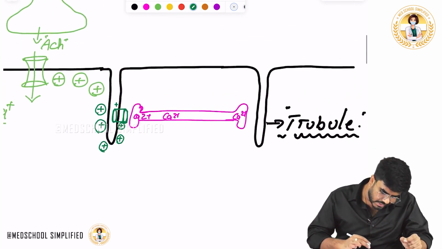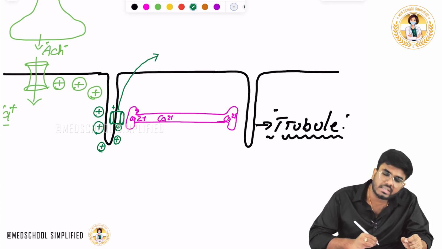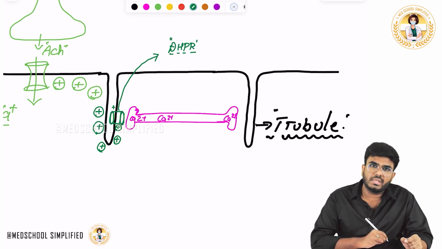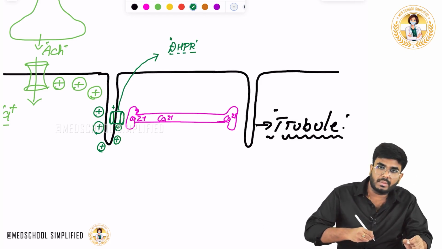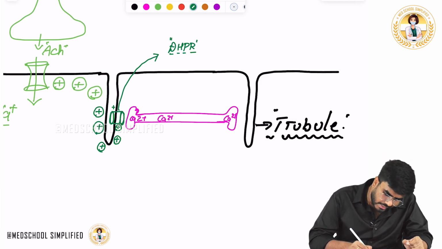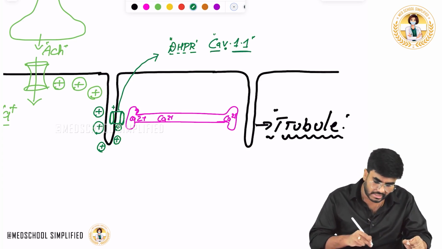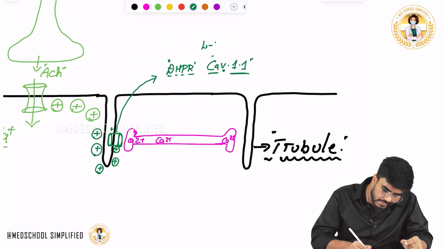So what is the name of this green color channel? Already I have explained to you. This green channel is nothing but the DHPR, the dihydropyridine receptor calcium channel on the skeletal muscle membrane. It is called CAV 1.1. It is a voltage gated calcium channel, and it comes under the L type of calcium channels.